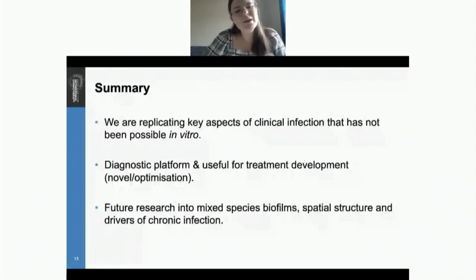As well as this, because we've been able to validate the key aspects of Pseudomonas biofilm infection, we can now use this model for future research with more hypothesis-driven questions, such as looking at mixed species biofilms and their spatial structure, as well as the drivers of chronic infection.